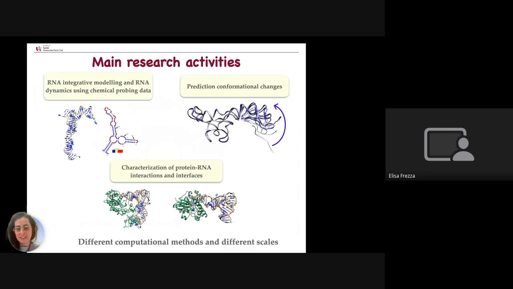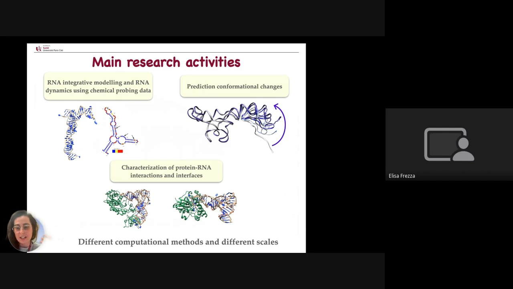So my research activities mostly deal with three main topics. One is RNA integrative modeling and RNA dynamics using chemical probing data. I will show in a minute what I mean. The second is the prediction of conformational changes, since RNA and proteins can undergo large conformational changes. And even more, we can characterize the protein-RNA complexes, interfaces and dynamics using some specific approaches.